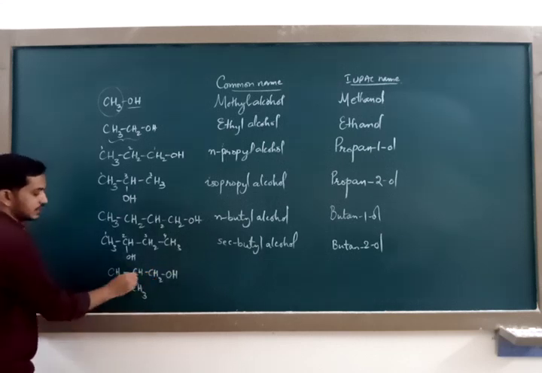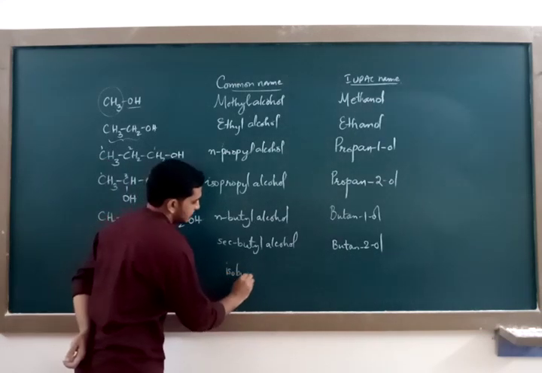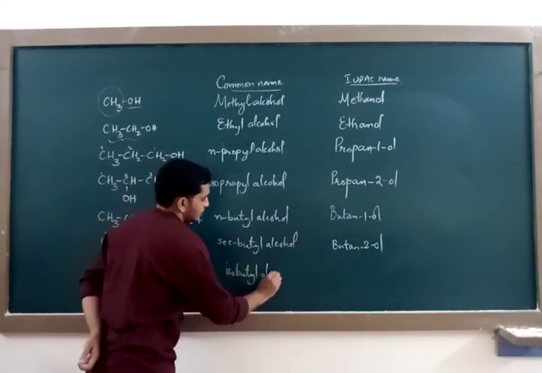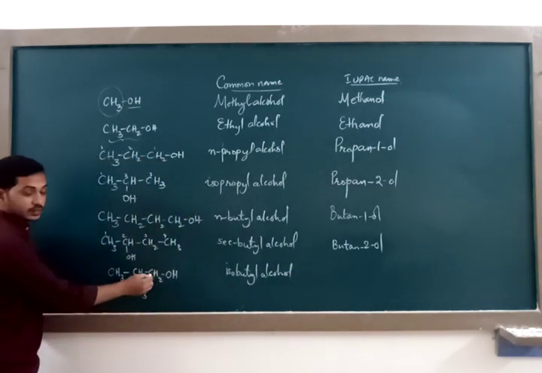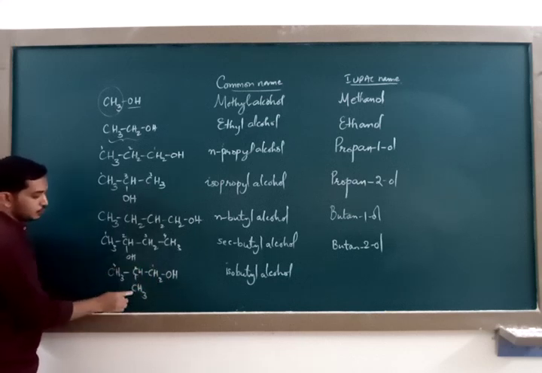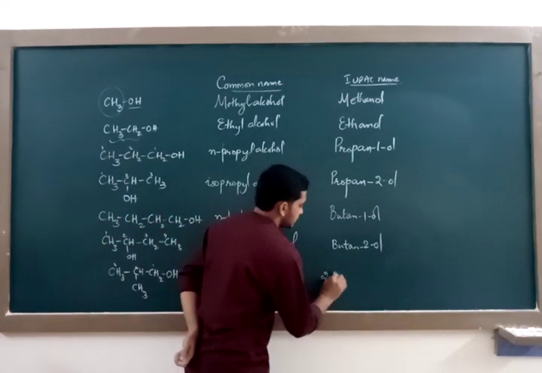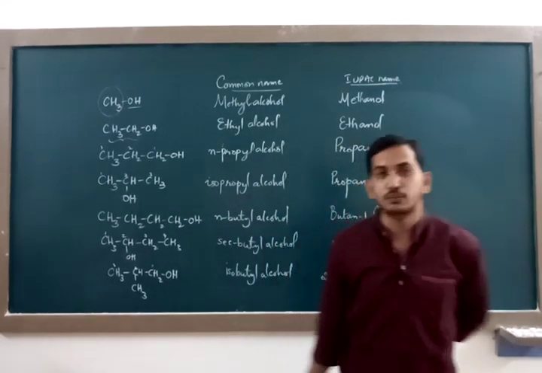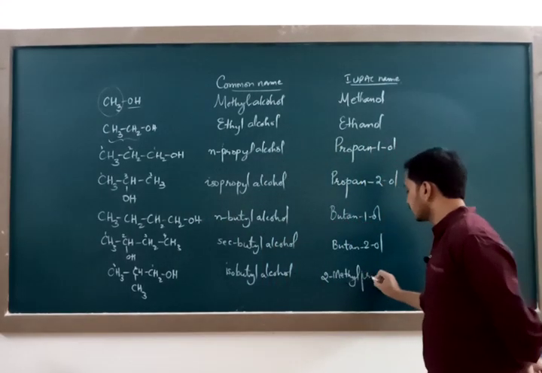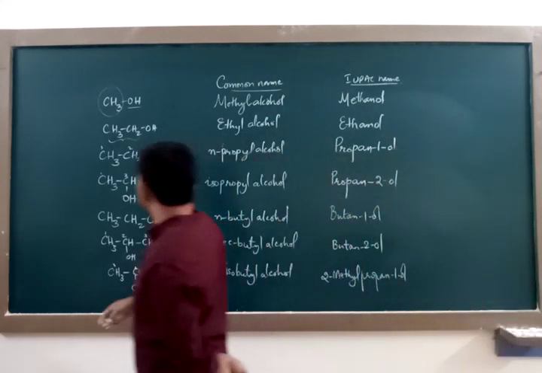You have again 4 carbons, but this is the isobutyl group. It is isobutyl alcohol. For the IUPAC name, again begin counting from the corner where the hydroxyl group appears first. 1, 2, 3. 2-methyl propane 1-ol. Substituents are never to be treated as functional groups, so they should not be given more preference. 2-methyl propane 1-ol.